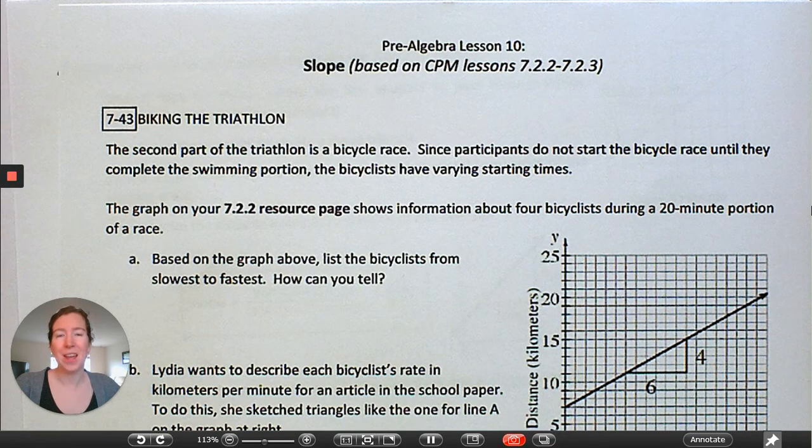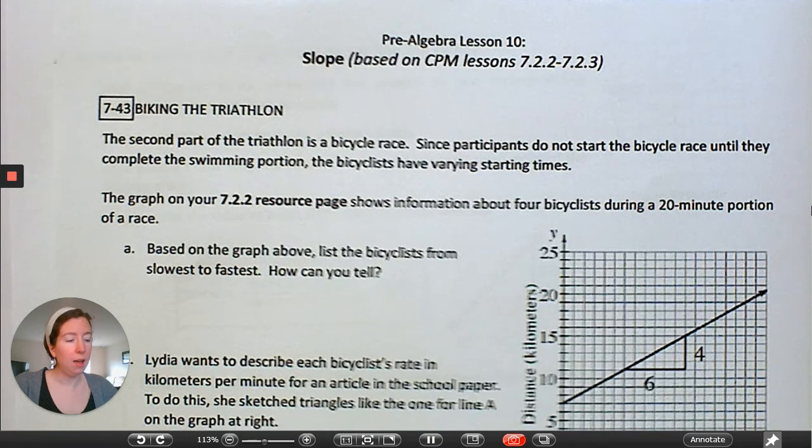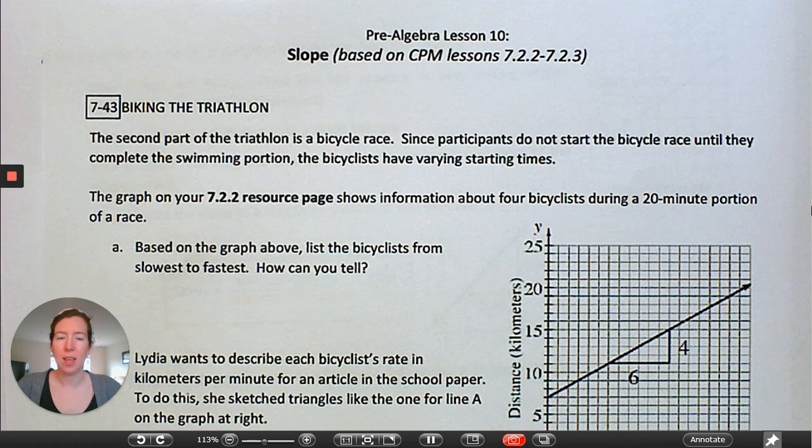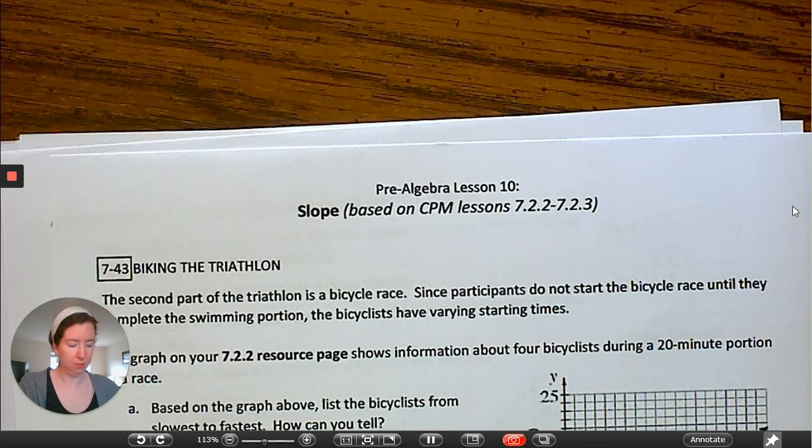So getting started, we're looking at a triathlon. If you don't know, a triathlon is a race and it has 3 parts, right? Tri means 3. So you start with swimming, then you go to biking, and then you go to running. So we're going to be focusing on the second part of a certain triathlon race, the biking part. Because not everyone starts the second part of the race at the same time, right? They have to finish the swimming part before they go on to the biking. They're going to have varying start times. That's what you're going to see on your resource page.